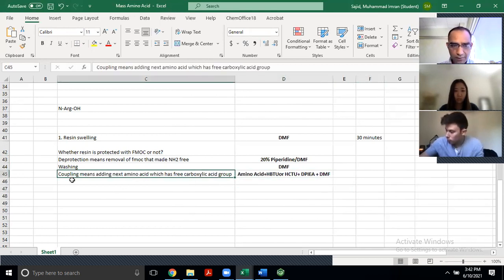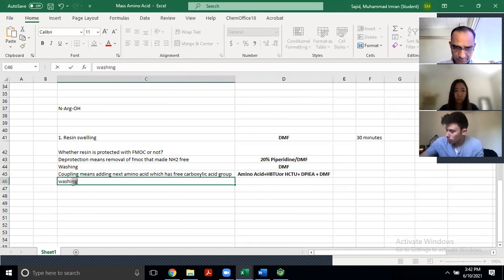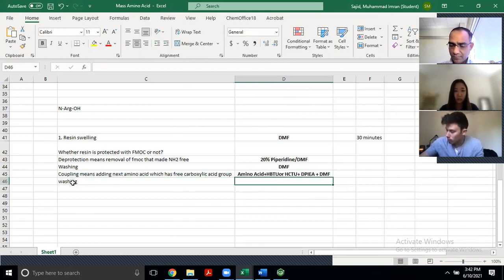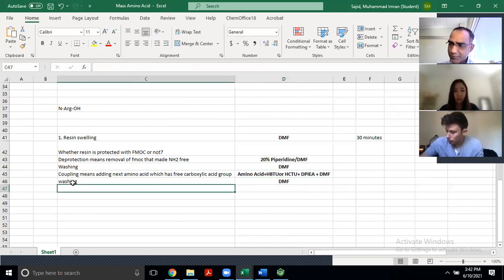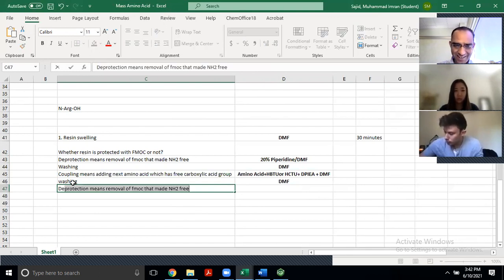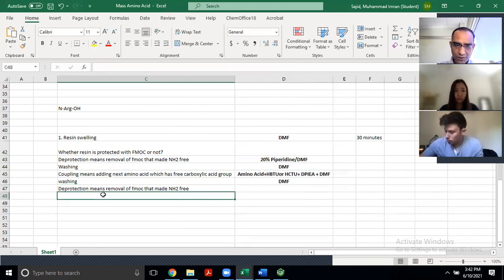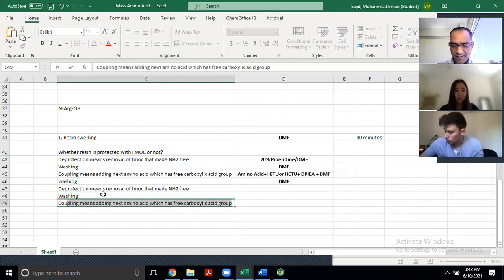Then after coupling, you will do what? Washing. With what? DMF. After washing, what will you do? Deprotection. Very good. Deprotection, right? And after deprotection, you will do what? Washing and then coupling. Washing. And after that, what will you do? Coupling.